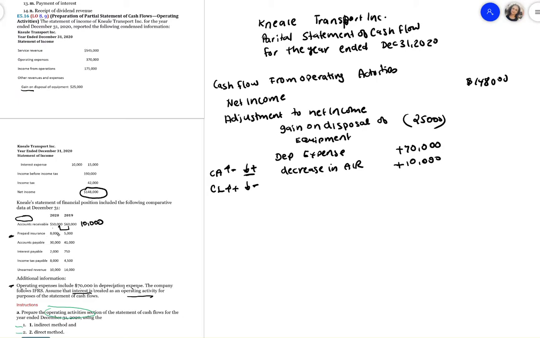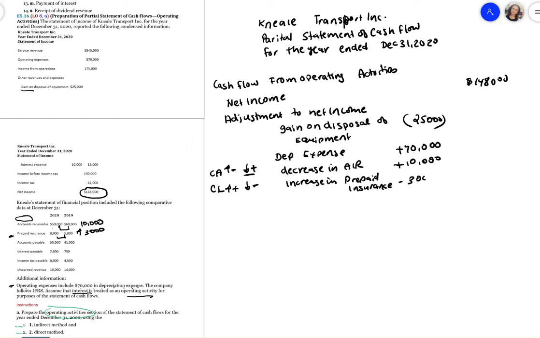Then the next one, we go to the prepaid insurance. The prepaid insurance went up by 3,000. So in this case, it is an increase in prepaid insurance, and if it's an increase, it will be a minus.